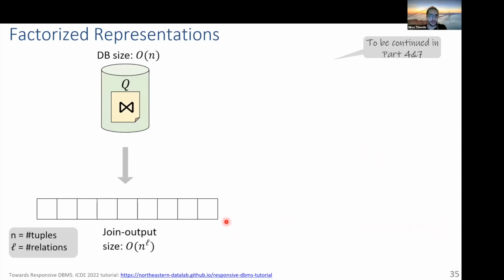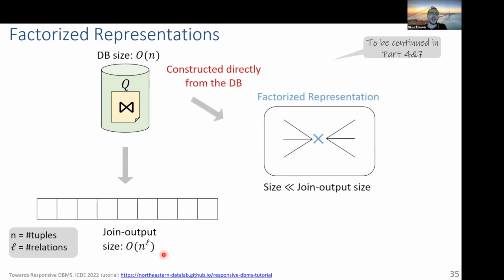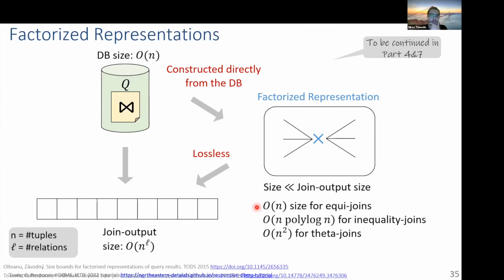More specifically, if we have a query which runs on a database of size order n, we can, as we said, get an output that has a size of n to the power of n in the worst case. And what we want to do is to build a representation directly from the database that is much smaller than the size of the join output. This representation also needs to be lossless, which means that from the representation we can reconstruct all the query answers back. The size of this representation, as we will see, is linear, so essentially the same as the database for equijoins.